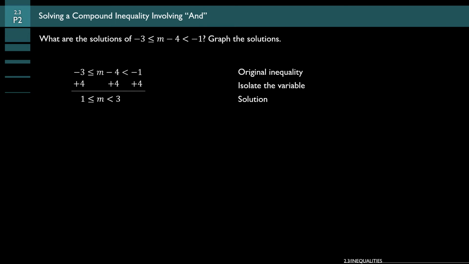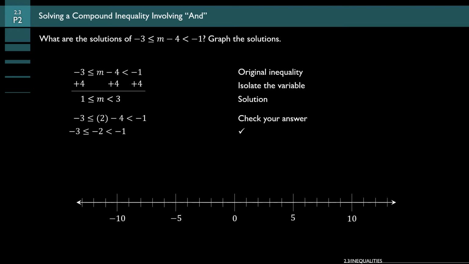This is a solution. So we want to go ahead and graph this and check and see if this works. So we have 1 is less than or equal to m, or m is greater than or equal to 1. So we're going to put a closed circle at 1. And since it's m is greater than or equal to 1, we want the arrow to go to the right. With m is less than 3, we're going to put an open circle at 3, and the arrow is going to go to the left. You can see that the area of overlap is between 1 and 3, 3 not included.